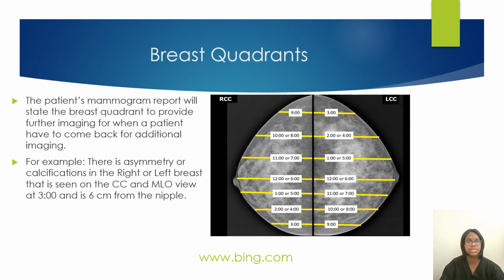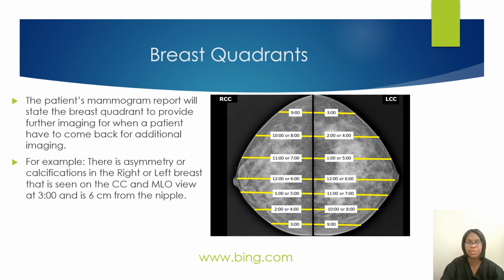For your breast quadrants, whenever a patient has to come back for a diagnostic mammogram, let's say that they just had a screening mammogram and something was found on it, whether it was asymmetric tissue, calcifications, a cyst, some type of mass, they will have to come back for the additional views or diagnostic images, and you will need to know what part of the breast that we're looking at because you will have to read the patient's mammogram report. And there will be certain examples in there, like it may say there is asymmetry on the right breast or the left breast, or maybe calcifications.